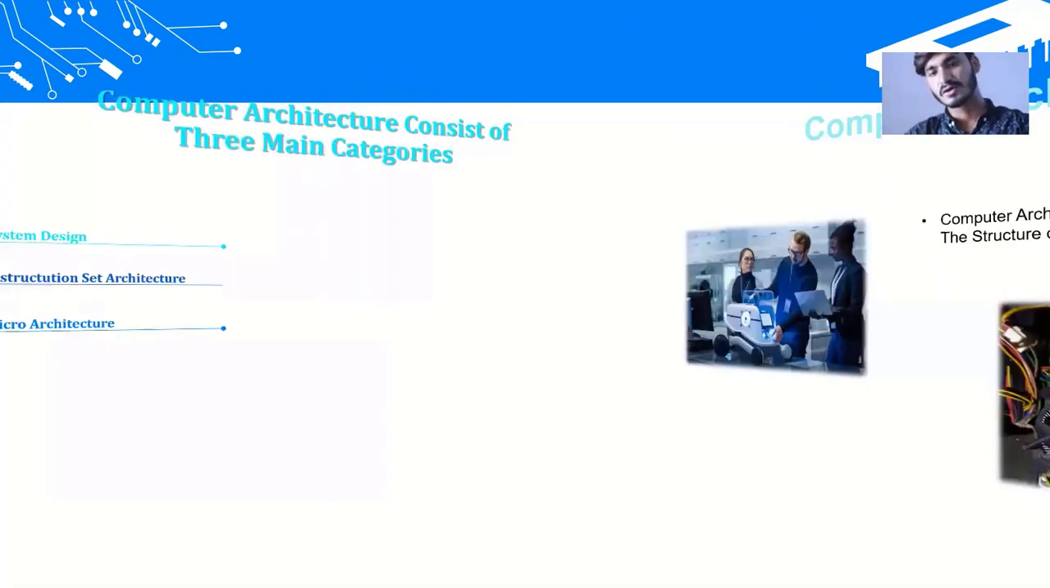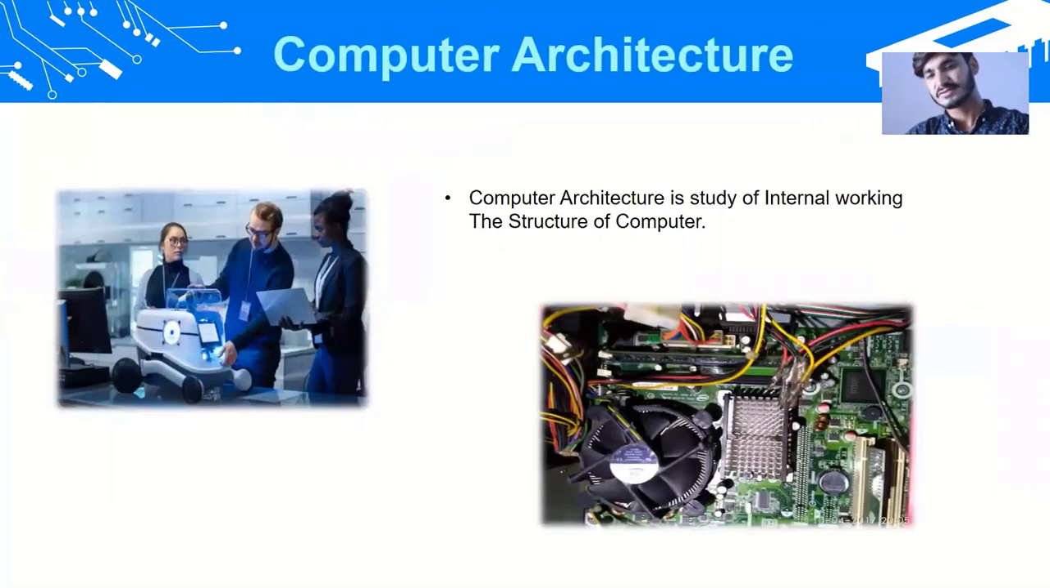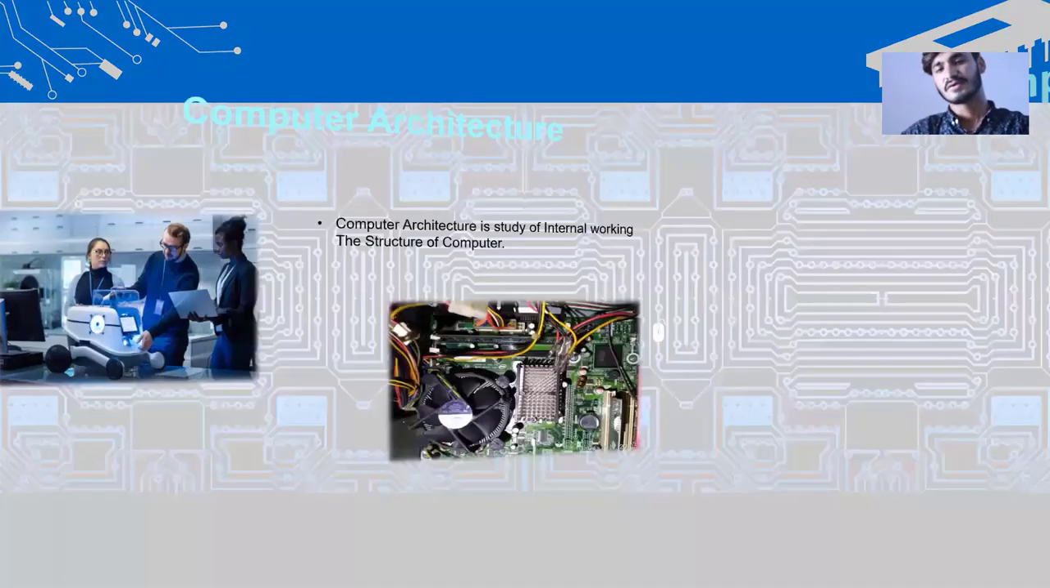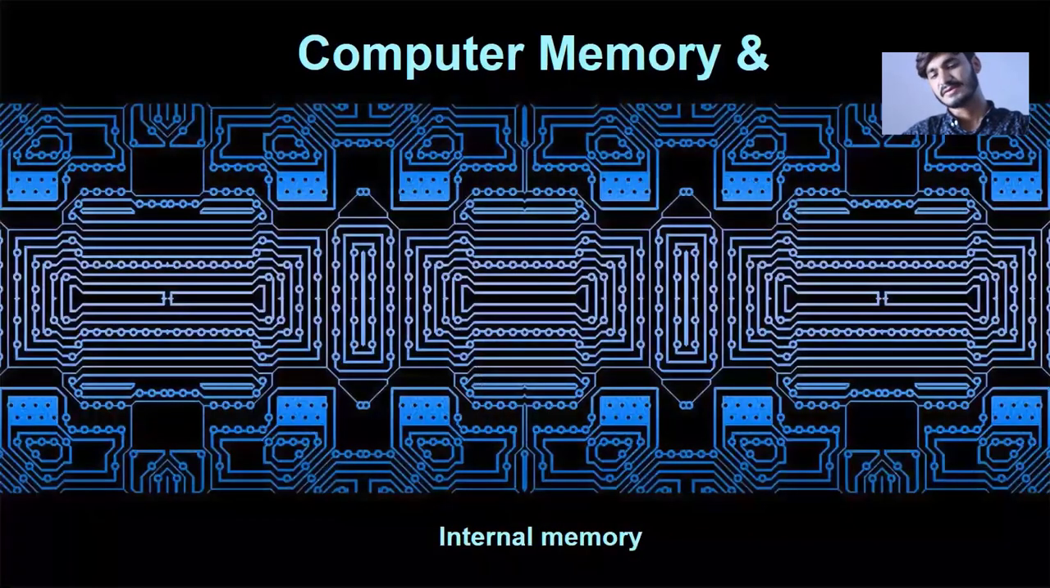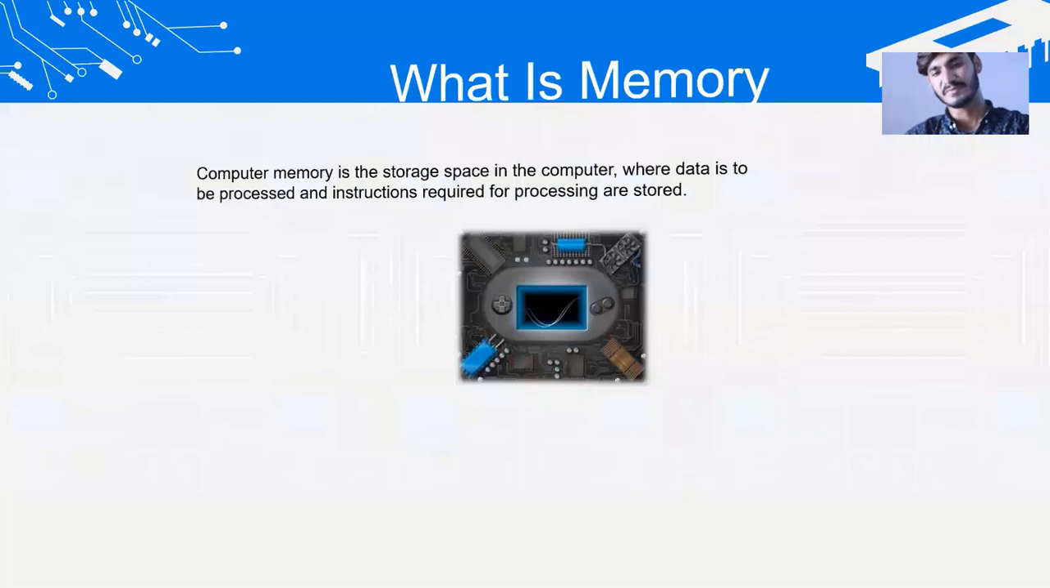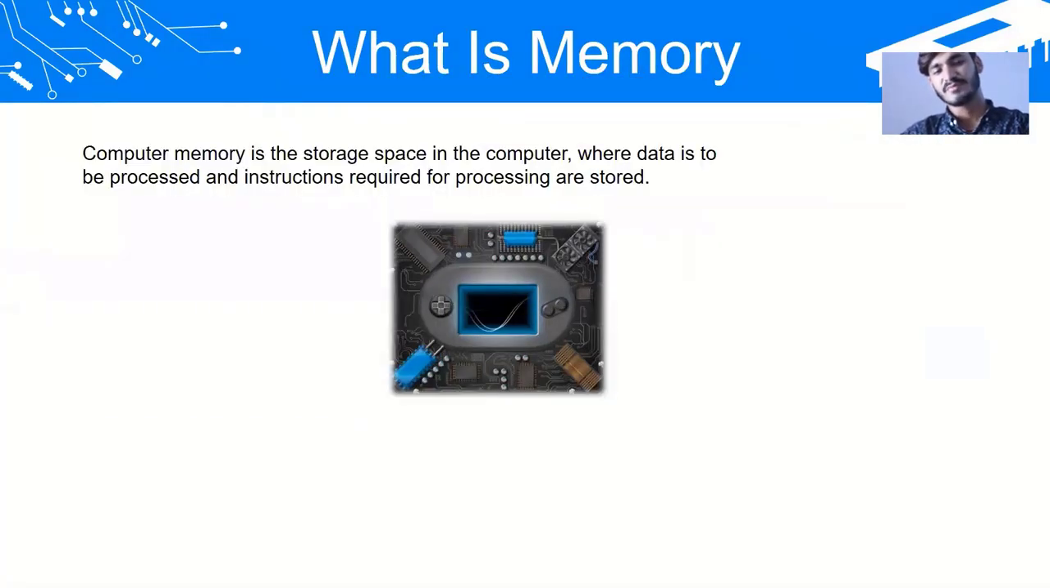Now, computer architecture is the study of the internal working and structure of the computer, computer memory, and internal memory. Now we will discuss these memories. What is memory? Computer memory is the storage space in the computer where data is to be processed and instructions required for processing are stored.